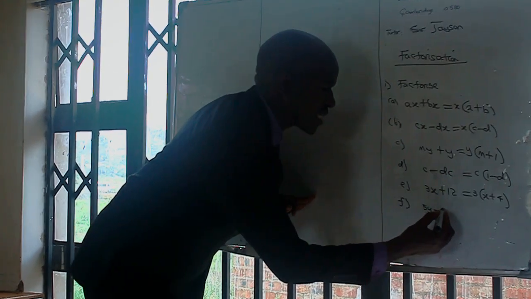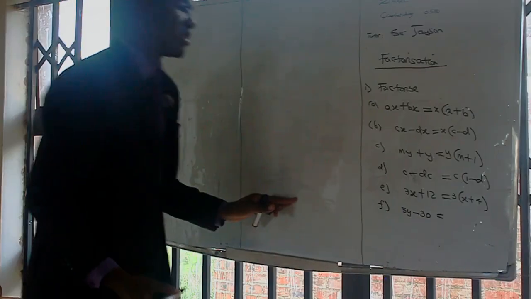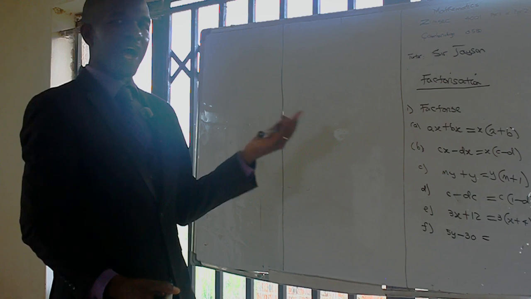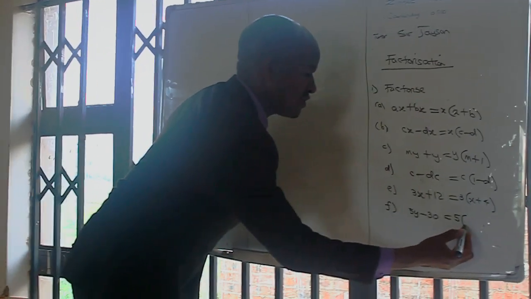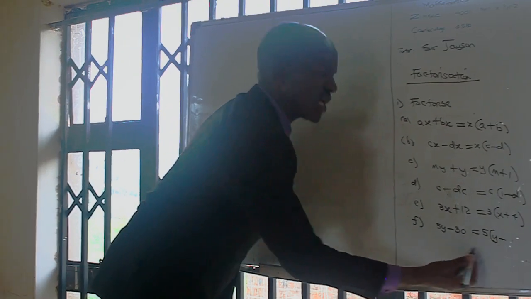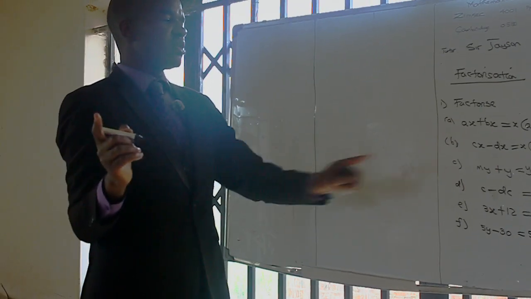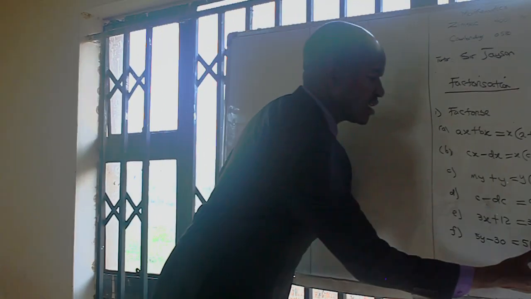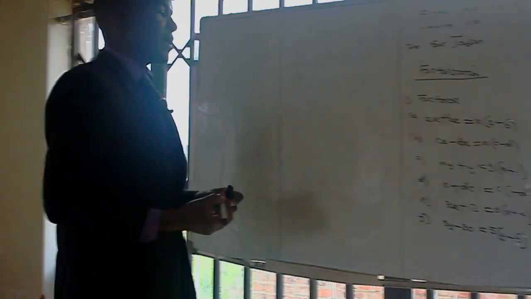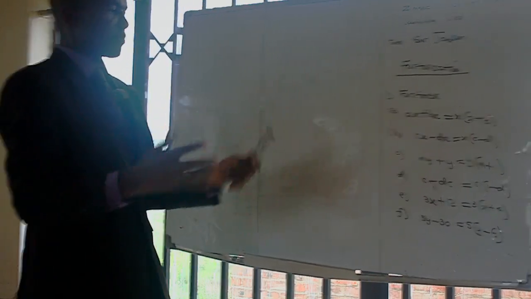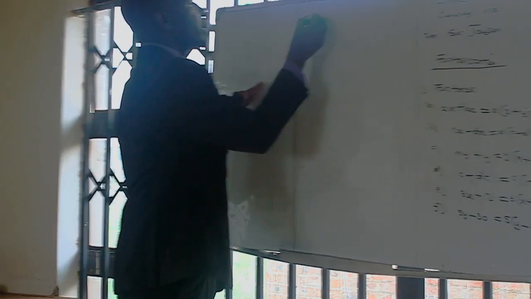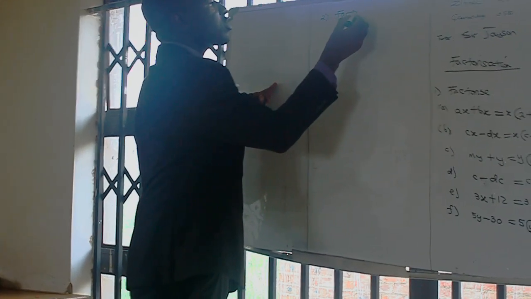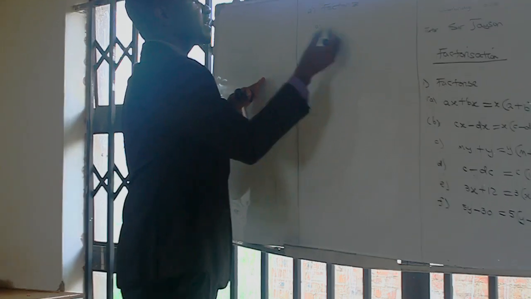What about 5y minus 30? We factor out 5 because 5 is a factor of 30. Y minus what? 30 divided by 5 is 6. So it becomes y minus 6. That's the first section of factorization. We go to number 2, factorize. What are we factorizing?